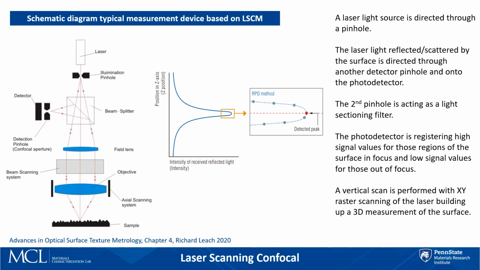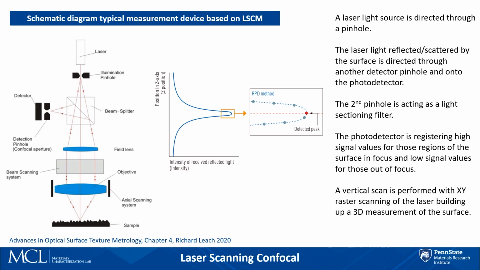Laser scanning confocal uses a light source that is directed through an illumination pinhole. The laser light is reflected and scattered by the surface and directed through a confocal aperture and onto the photodetector. The second pinhole is acting as a light sectioning filter. The photodetector is registering a high signal value for the regions of the surface that are in focus and a low signal value for the regions of the surface that are out of focus.